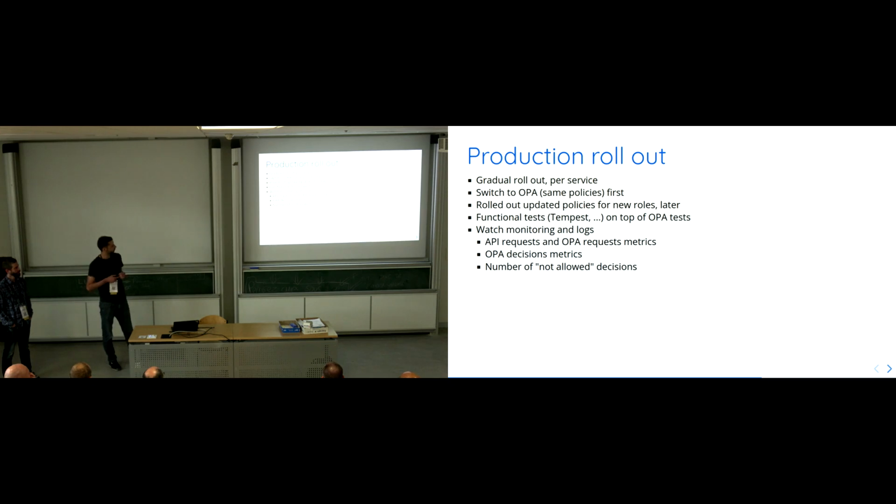So we first introduced OPA without introducing new policies, just the same policies using the generator and so on. So we could compare exactly: the results should be the same in terms of what is allowed and what is not allowed. We did it per service, starting with smaller services that are less used in our cloud, like Manila, before getting to the bigger ones. And later we introduced our changes for the new roles that I mentioned at the beginning, our service member roles like compute member and so on.